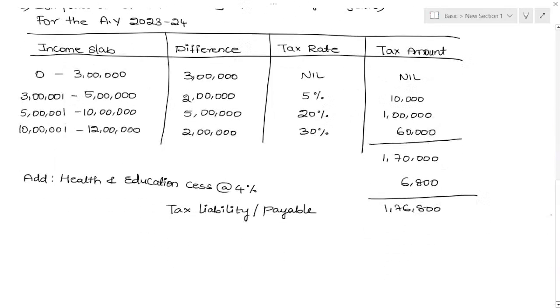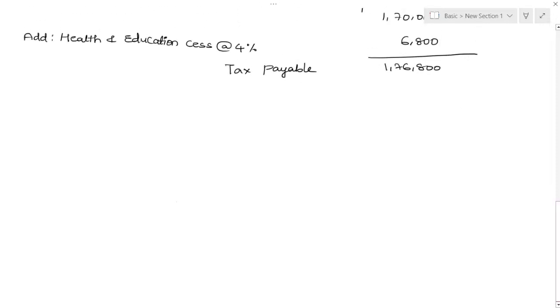Shall we do case 3? Age is 82 years. So super senior citizen. Chalo, super fast we'll do.